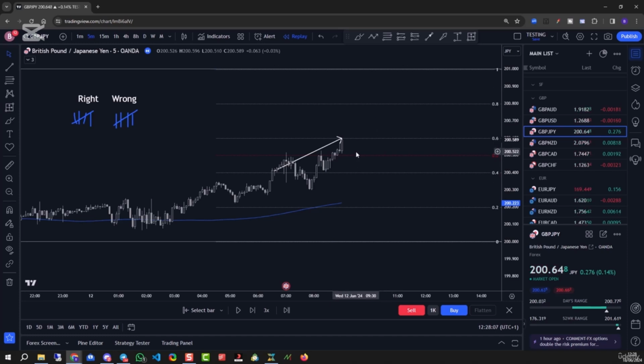Remember, the grid size can be anything. It doesn't have to be 20 pips. You can stretch it out. It can be 100 pips. You can do this on the daily chart. You can do whatever you want.